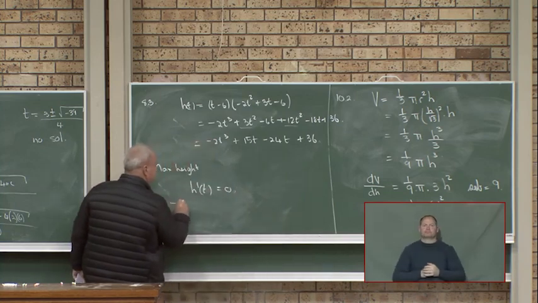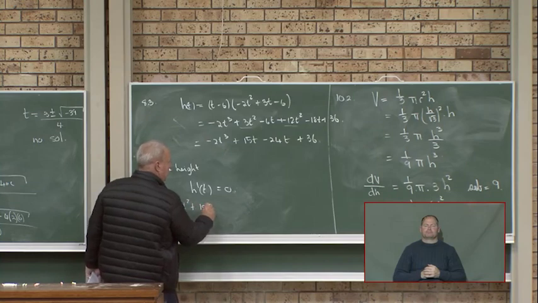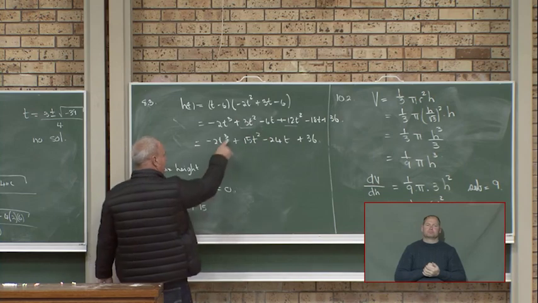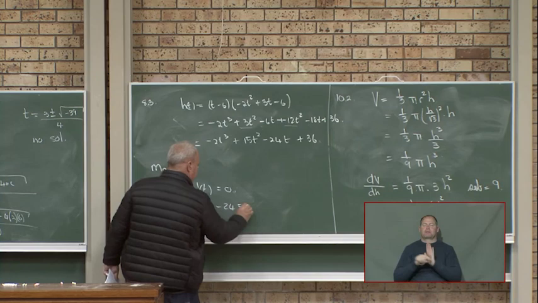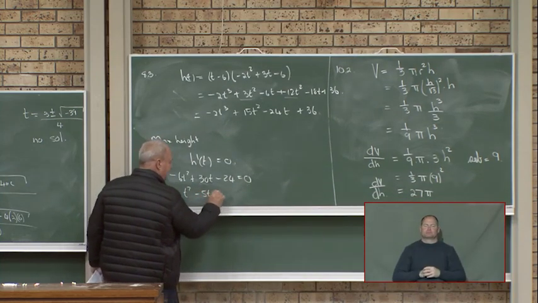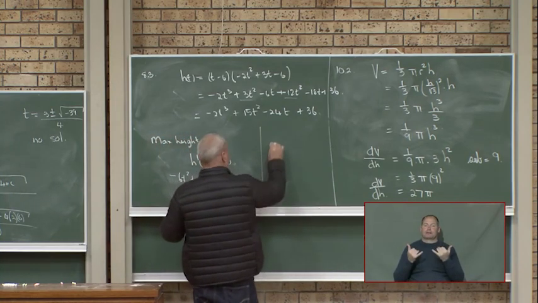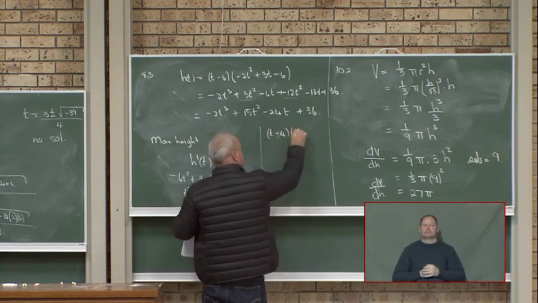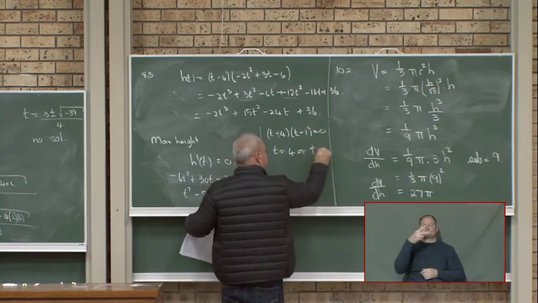So we can say negative 6t squared plus 30t minus 24 is equal to 0. Here I'm going to divide by negative 6, so I get t squared minus 5t plus 4 is equal to 0. Now I'm going to factorize. That is (t minus 4) times (t minus 1) is equal to 0. t is equal to 4 or t is equal to 1.